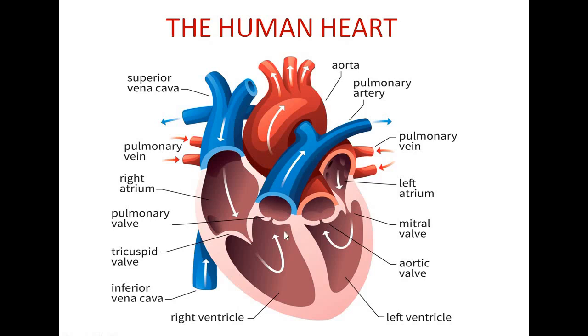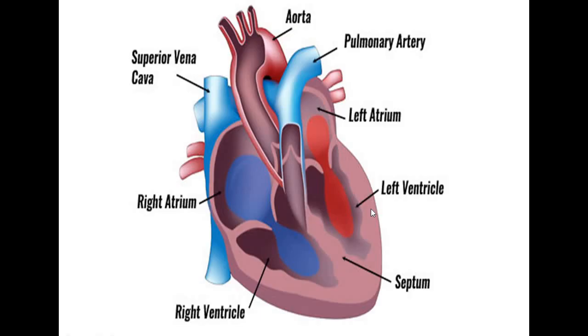Now let us discuss the functions. Here we can see the four chambers of the heart. They are the right auricle, right ventricle, left auricle, and left ventricle. Let us see the function of the right auricle. It receives deoxygenated blood from different parts of the body and pumps it to the right ventricle.